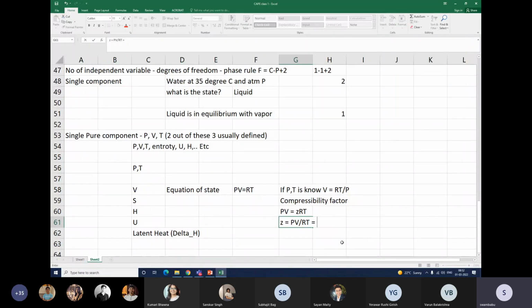So it will be like 1 plus some constant B by V, plus some constant C by V squared, plus some constant D by V to the power of 3. This is one approximation. This can also be approximated as Z equals 1 plus B into P plus C into P squared. This way they approximated it.